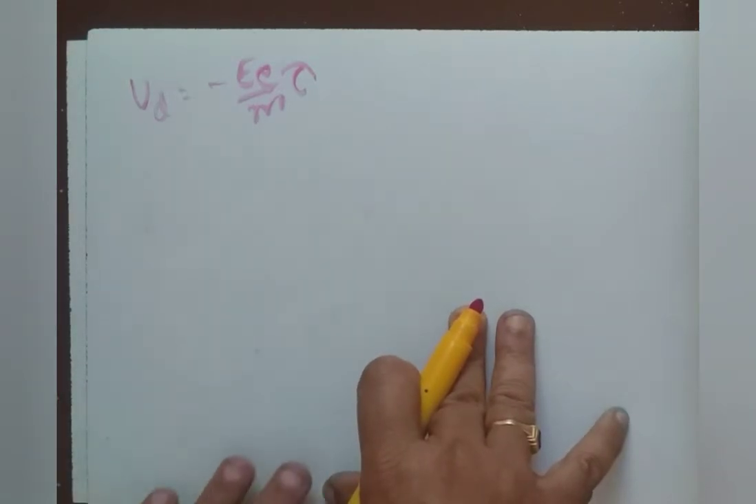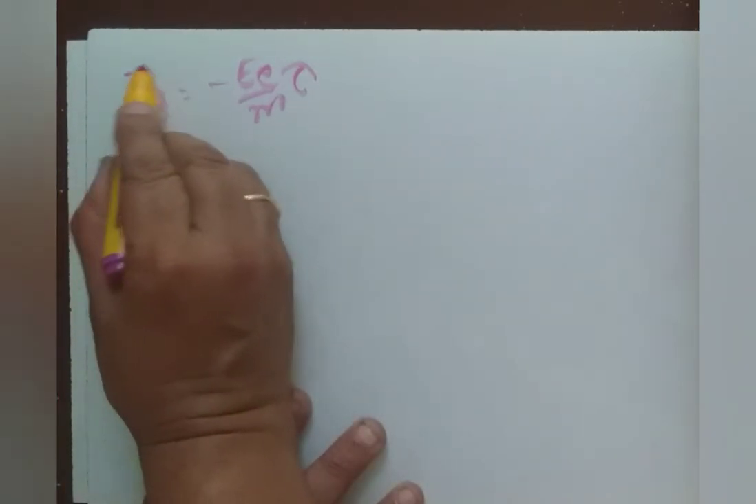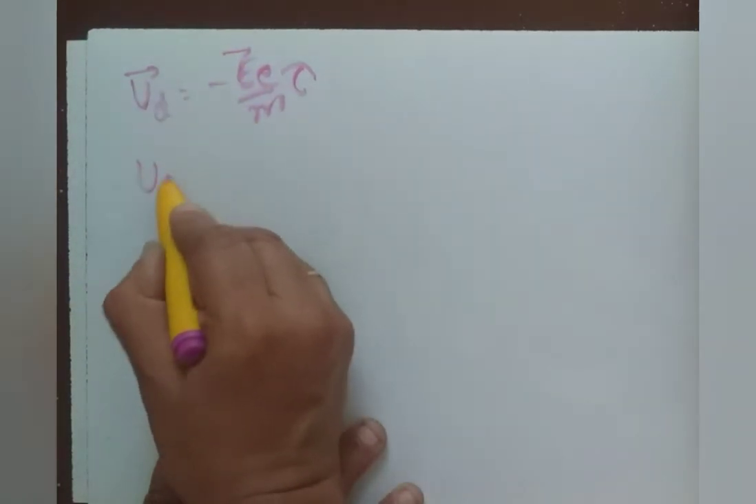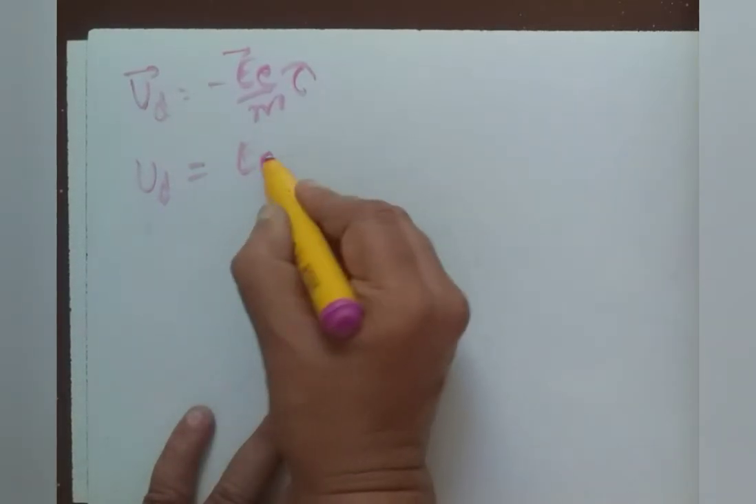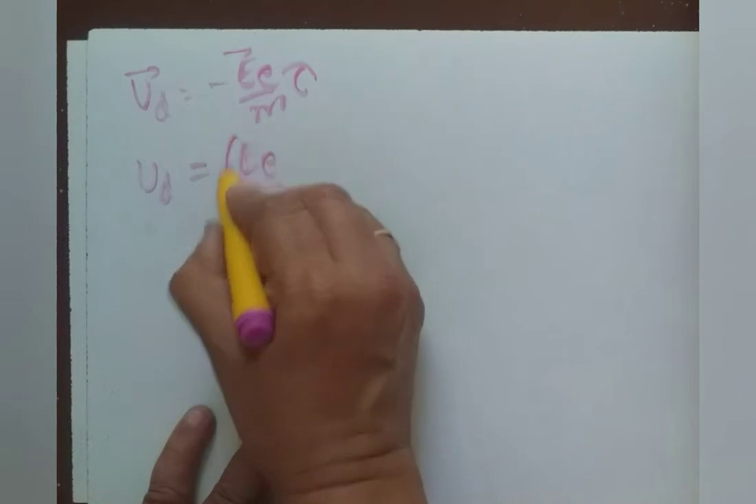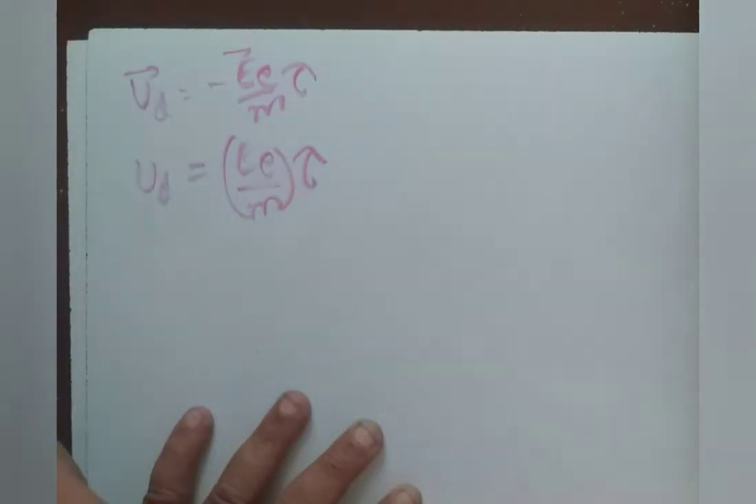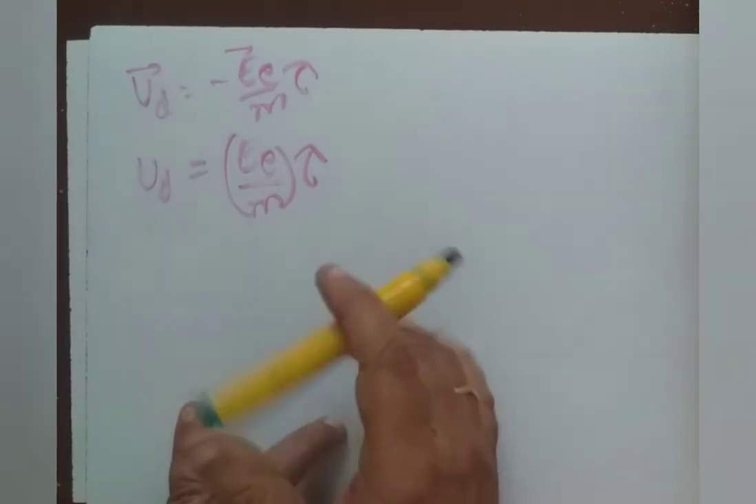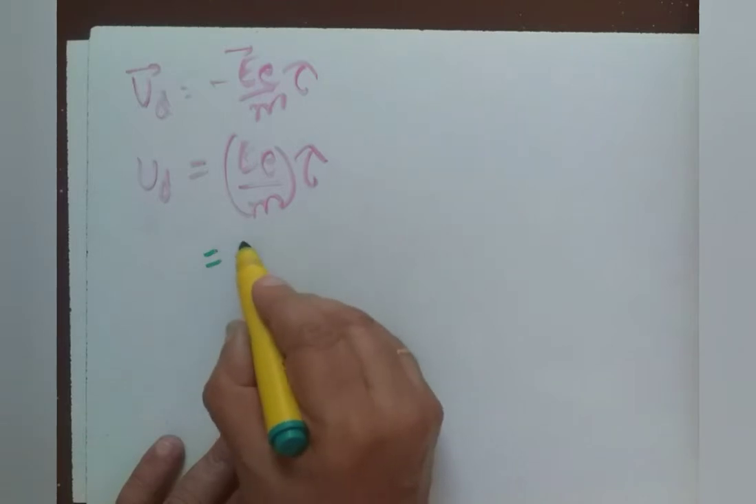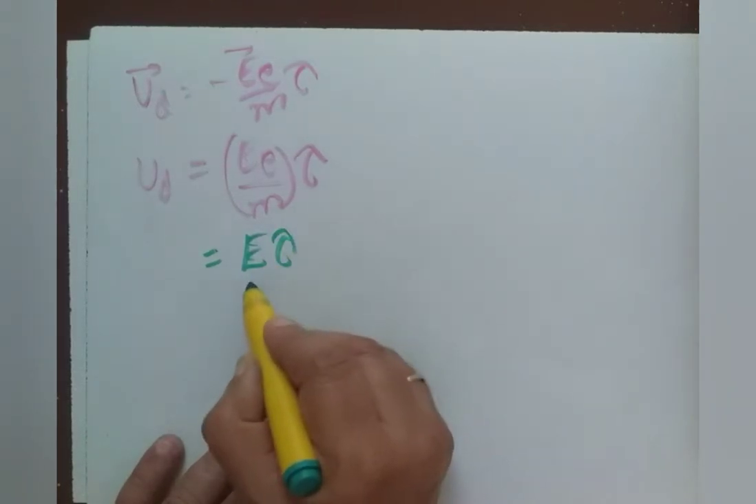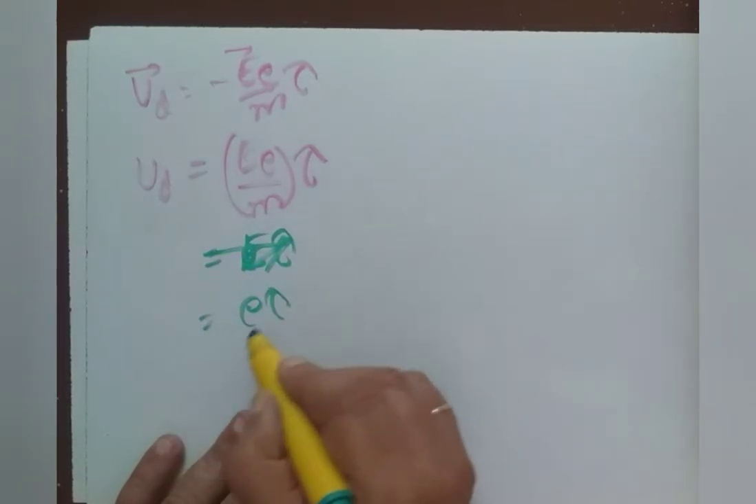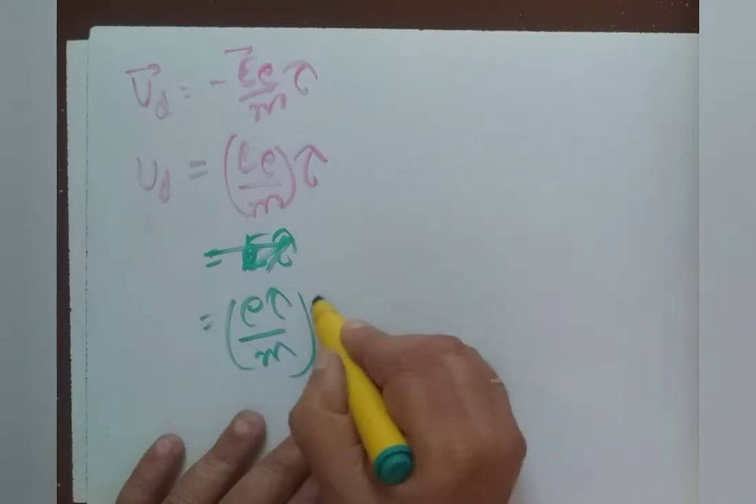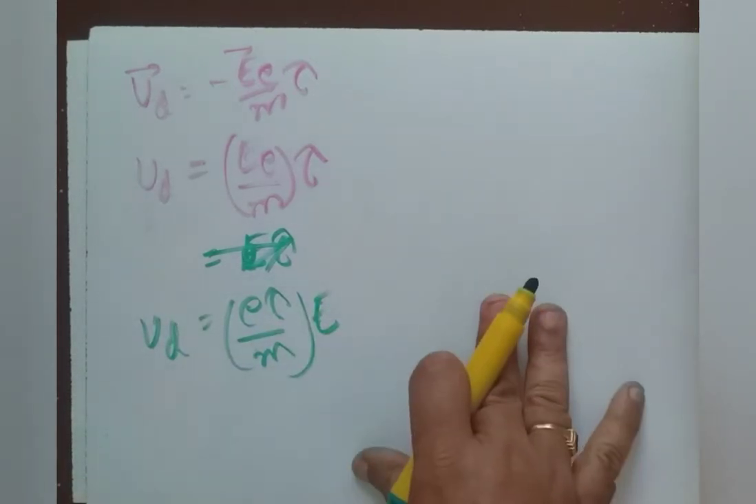The minus sign shows only the direction. Drift velocity is in the opposite direction to the field. If we take the magnitude only, Vd equals eE by m into tau. With this, we can slightly simplify it and write it like this: e tau by m into E. This is the drift velocity expression.